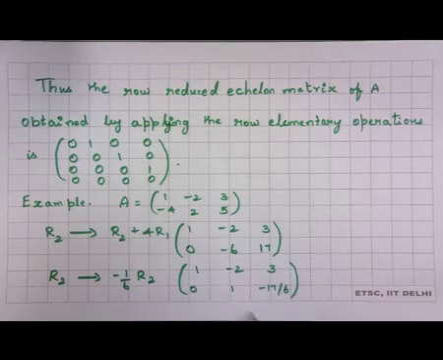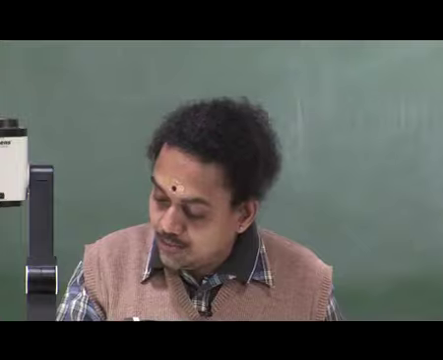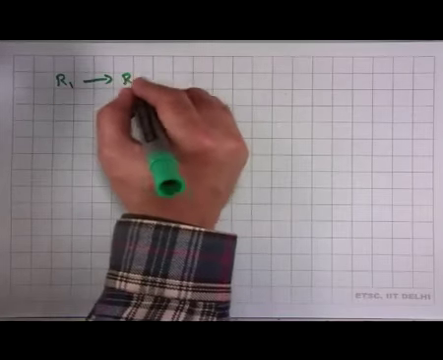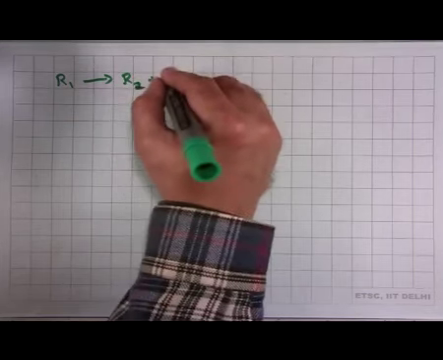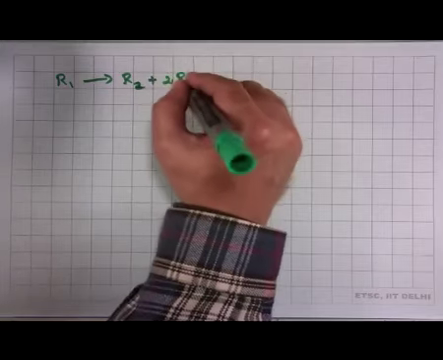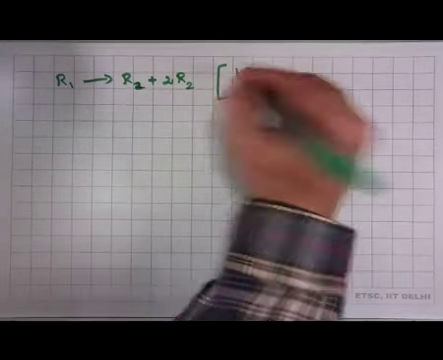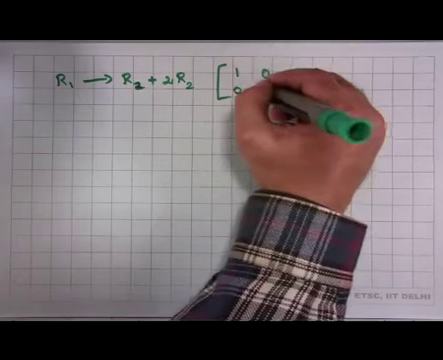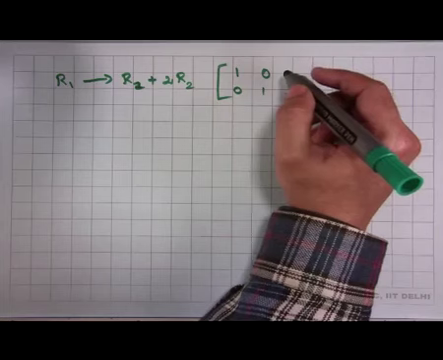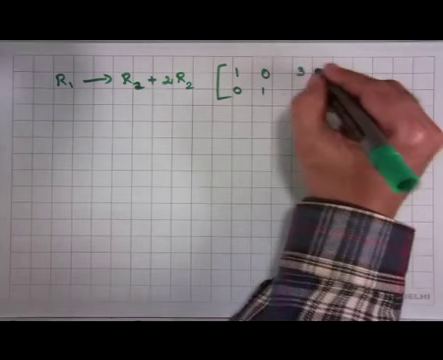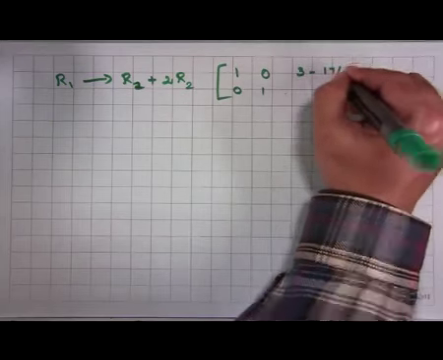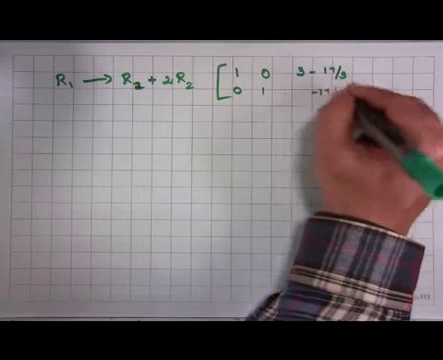Our next aim is to convert this -2 into 0. So, what will I do? I will replace R1 by R1 plus 2 times R2. I will have 1, 0 here, since I want 0 here, and in the last entry, R1 plus 2 times R2 gives 3 minus 17/3, and the second row is 0, 1, -17/6.